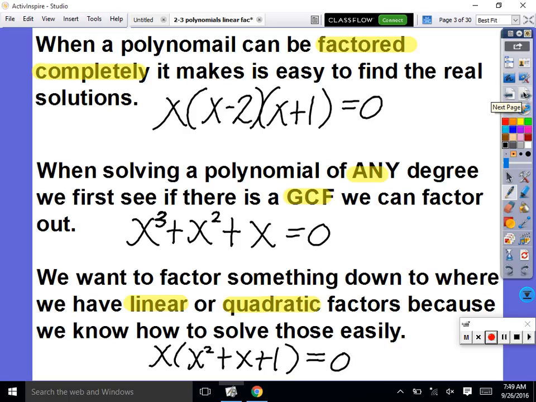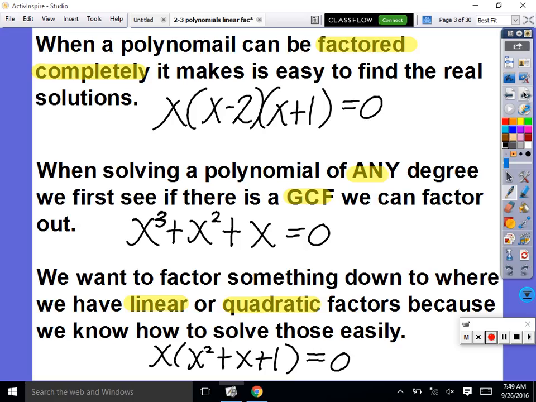All right, so when a polynomial can be factored completely, it makes it easy to find the solutions, like I just said. That's true for all polynomials. It doesn't matter if it's quadratic or cubic or 4th degree. If we can factor it down to its linear factors, degree 1 factors, then we can easily find the zeros, easily find the solution. So that's always our hope when we're given a polynomial: does it factor? Does it factor completely down?